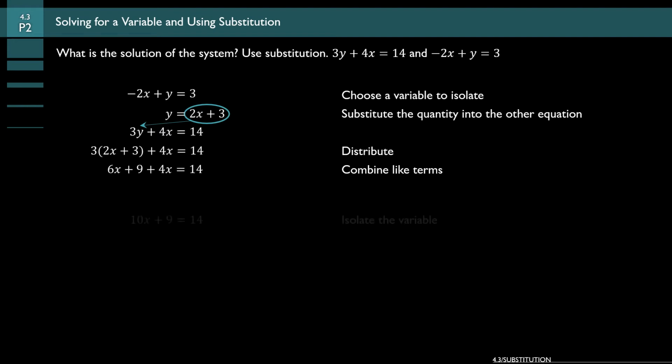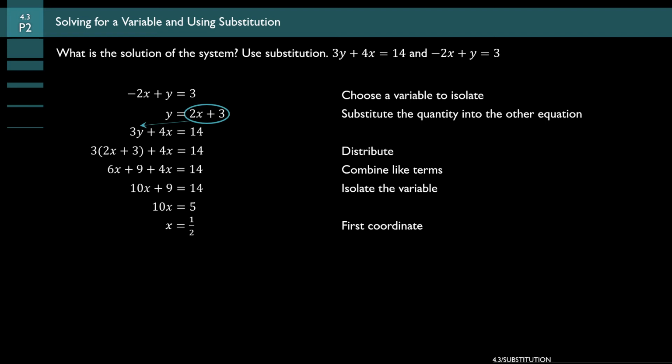Combine like terms, 6x plus 4x is 10x, then plus 9 equals 14. Then start isolating the variable. So subtract 9, you get 10x equals 5, divide by 10, and you get x equals 1/2. So now we know the value of x is 1/2.